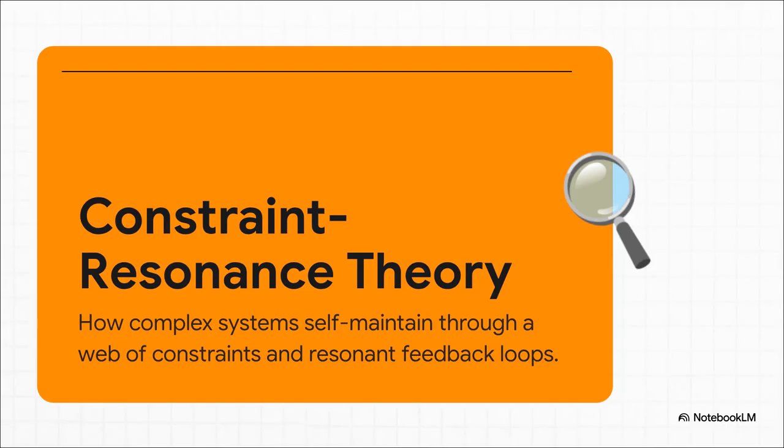Okay, so what is this CRET thing? Well, at its core, it's a theory about how all kinds of complex stuff, everything from our brains to economies to, yes, ecosystems, builds and maintains itself. It's not about just making a list of all the parts. No, it's about the web of rules, the constraints, and the constant chatter, the feedback between all those parts that keeps the whole system stable and running.